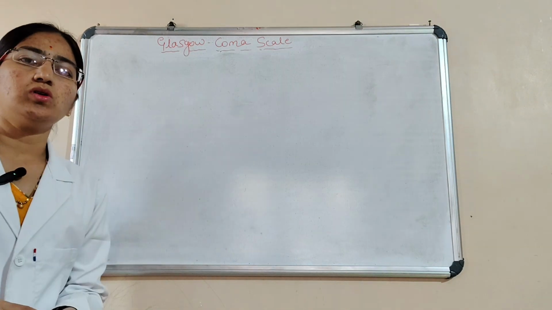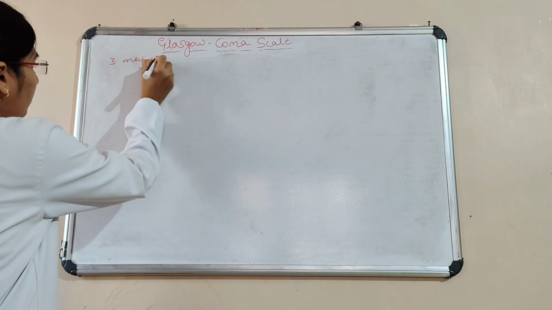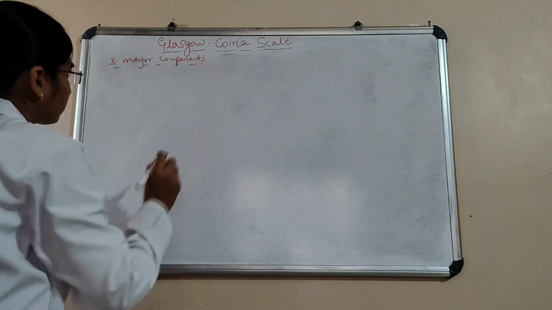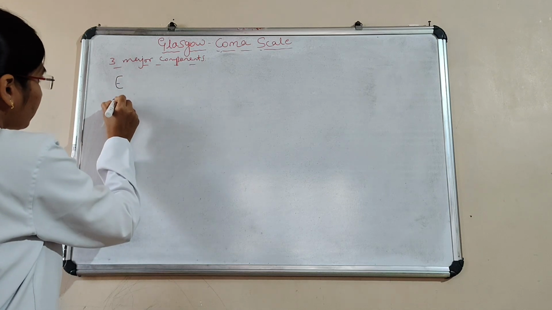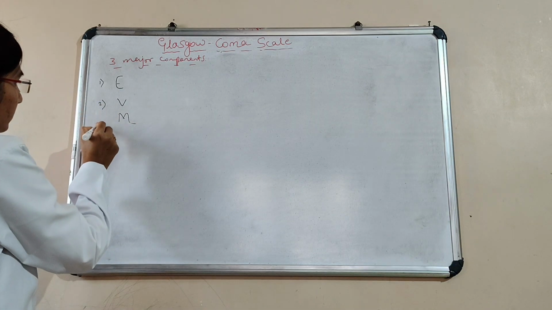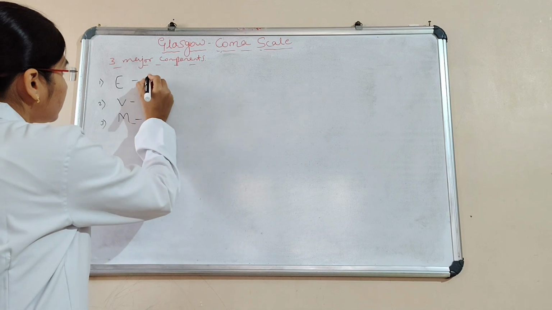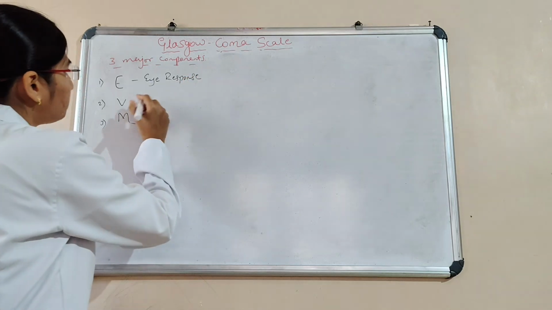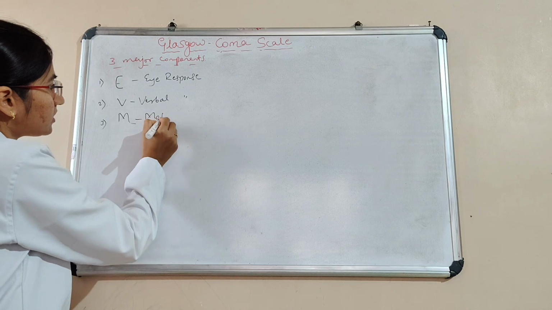These are the stages. Here, there are three major components, very important: E, V, M. E indicates eye response, V indicates verbal response, and M indicates motor response.